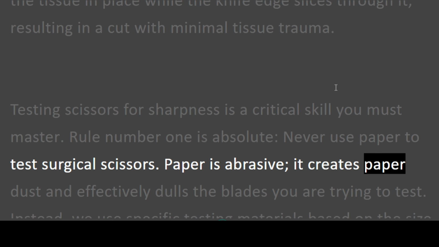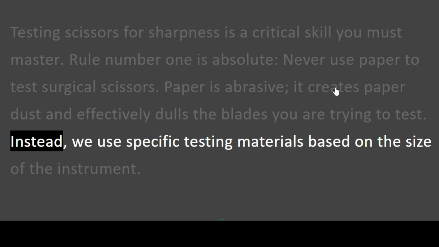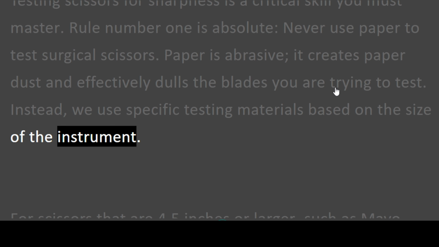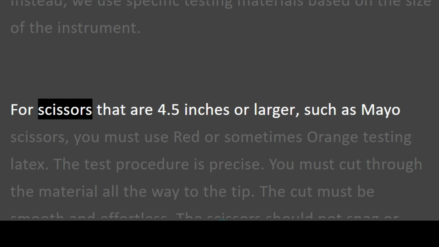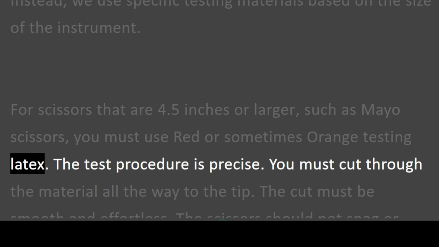It creates paper dust and effectively dulls the blades you are trying to test. Instead, we use specific testing materials based on the size of the instrument. For scissors that are 4.5 inches or larger, such as Mayo scissors, you must use red or sometimes orange testing latex.